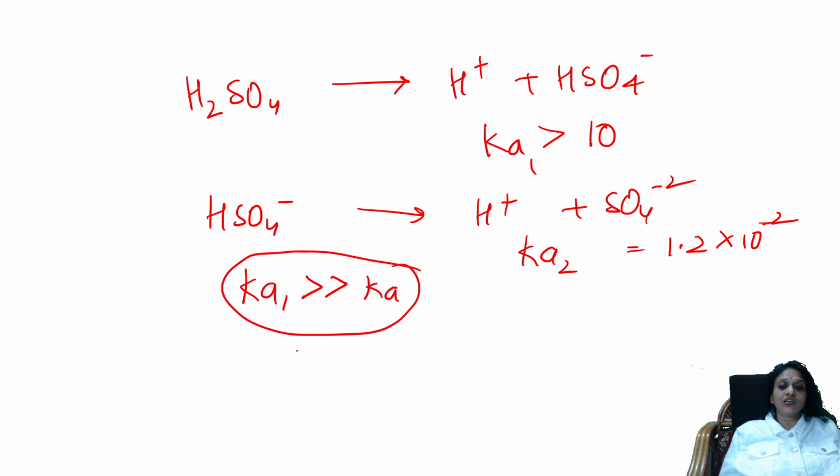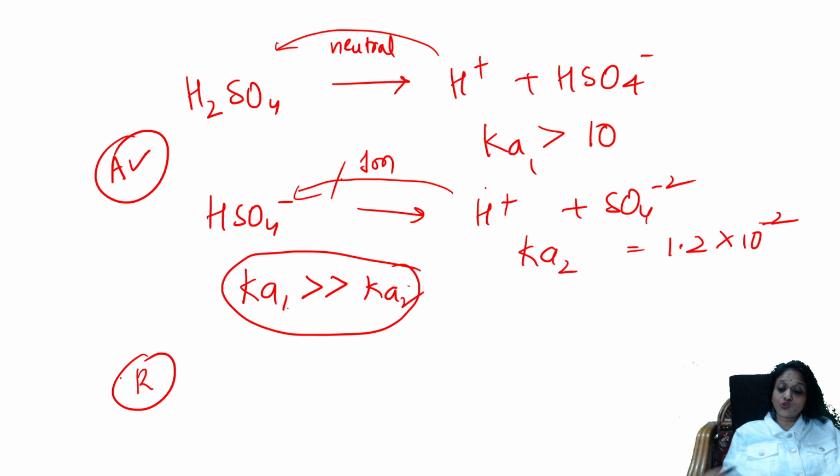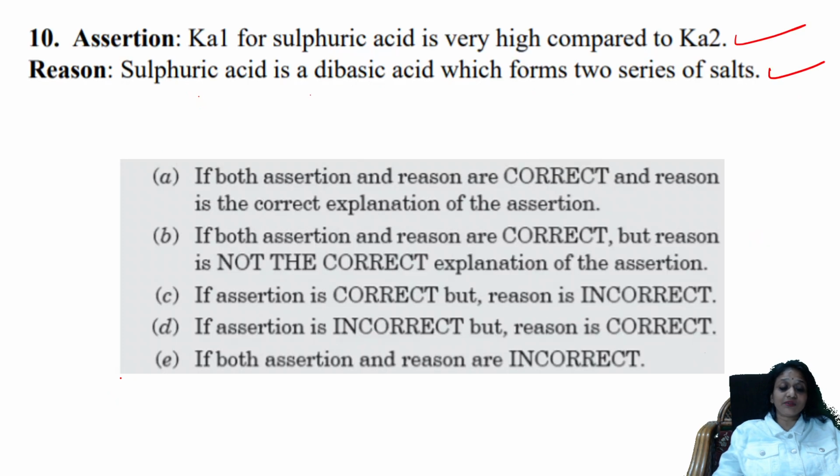Why, students? In the first step you are taking out a proton from a neutral molecule. But here, what is happening? You are taking out this H plus from an ion, which is difficult. So whatever they have given, Ka1 greater than Ka2, the assertion is right. Let us see the reason, students. It forms two types of salts. They said it is dibasic.